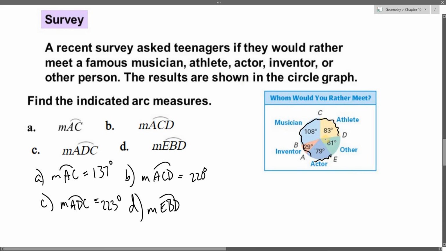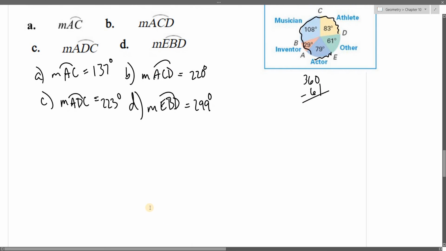Okay, so we're essentially just doing the whole circle but 61 degrees. So 360 minus 61, and we will have our final answer of 299 degrees. Now, obviously, you could add up all the numbers that were in that black squiggly line, 108, 83, 29, 79, and you get 299, but they're just trying to show you the fastest way that they can come up with. All right.